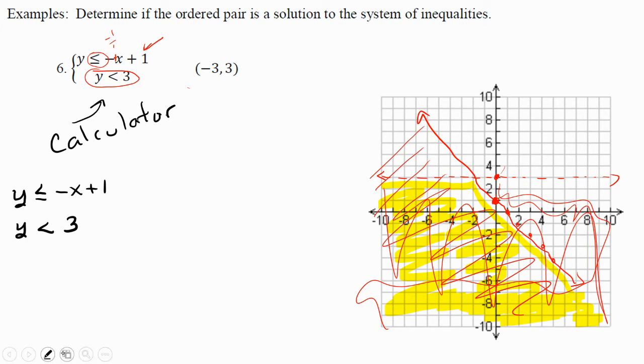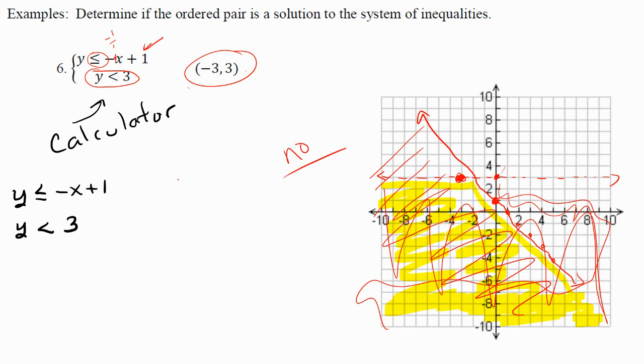Now, it wants to know if the point -3, 3 is a solution. Well, I can go to the left 1, 2, 3, up 1, 2, 3. It's right there on that dotted line, so this answer would be no. That is not a solution to the system.